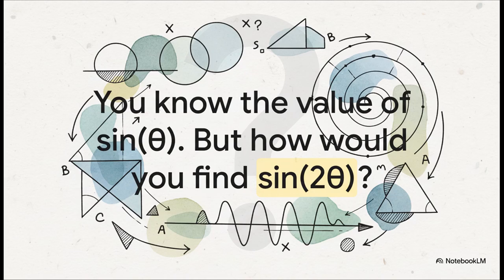Say you know the sine of some angle, we'll call it theta. How in the world would you find the sine of twice that angle, of 2 theta? Is it really as simple as just multiplying by 2? Spoiler alert, nope, not quite. But the real answer is way cooler.